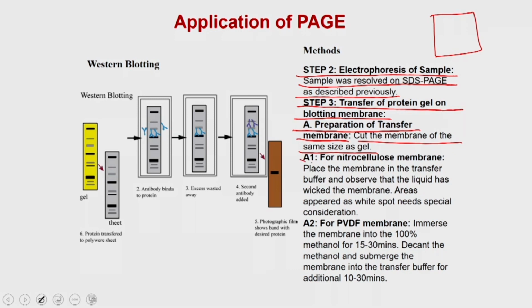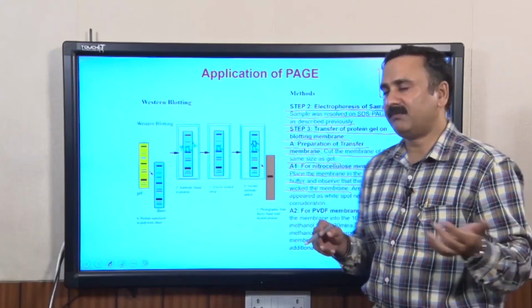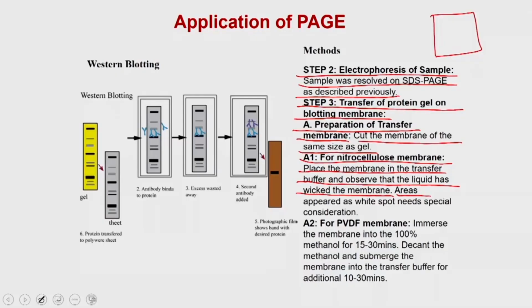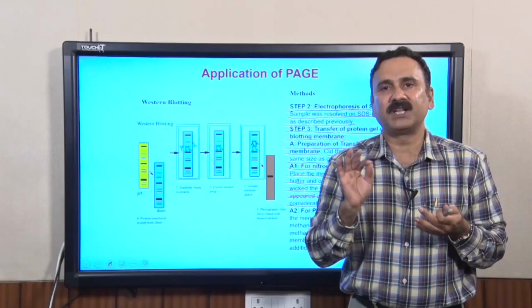Suppose you are using a nitrocellulose membrane, then you place the membrane in the transfer buffer and observe that the liquid wets the membrane. The areas that appear as white spots need special consideration. Sometimes you will see white color spots, and these are the places where the membrane has not taken up your transfer buffer.